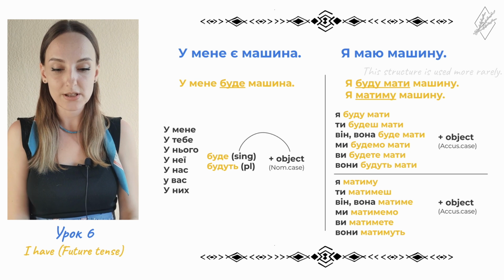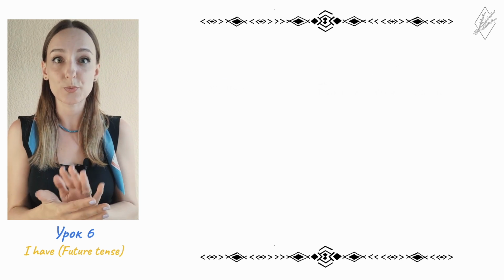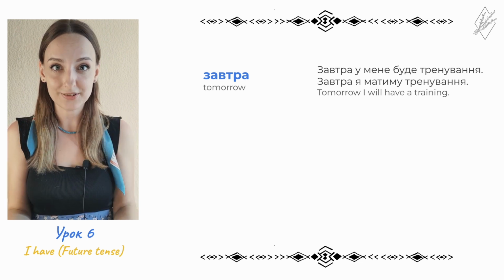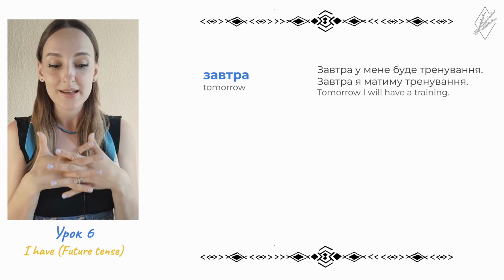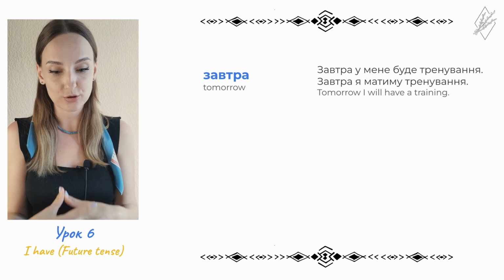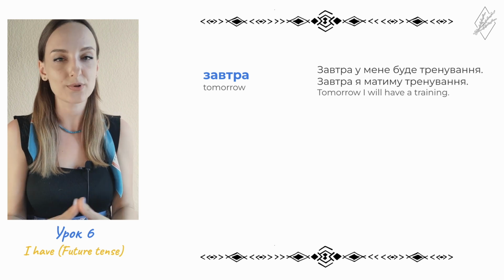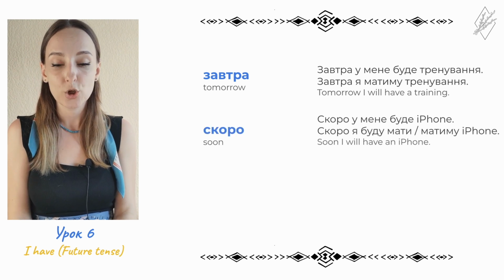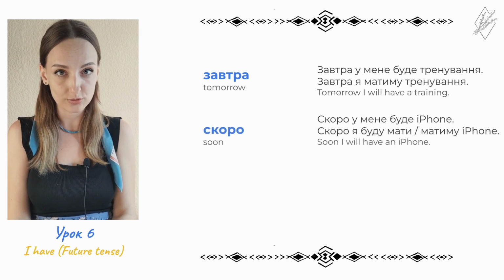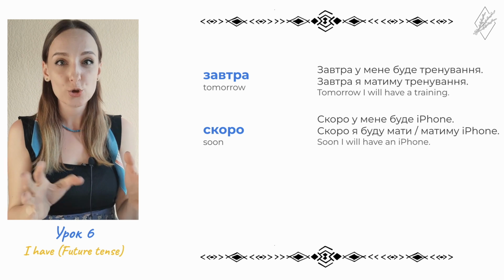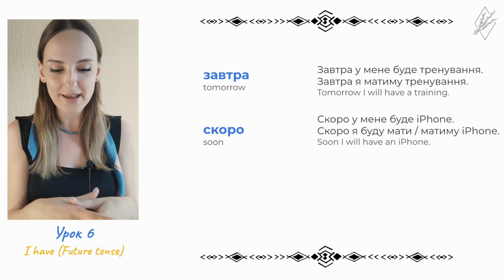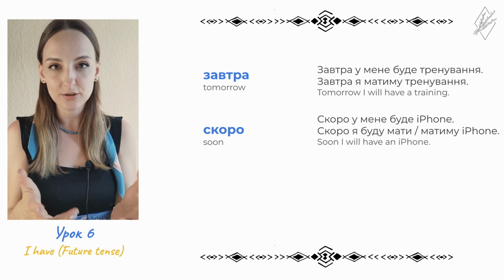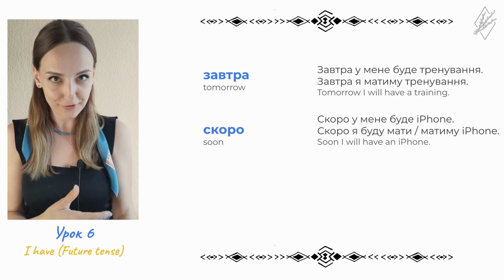Also, let's take a look at some vocabulary that may help you to speak about the future tense. Завтра. Tomorrow. Завтра у мене буде тренування. Or, for example, завтра я матиму тренування. Скоро. Soon. Скоро у мене буде iPhone. Скоро я буду мати or я матиму iPhone.